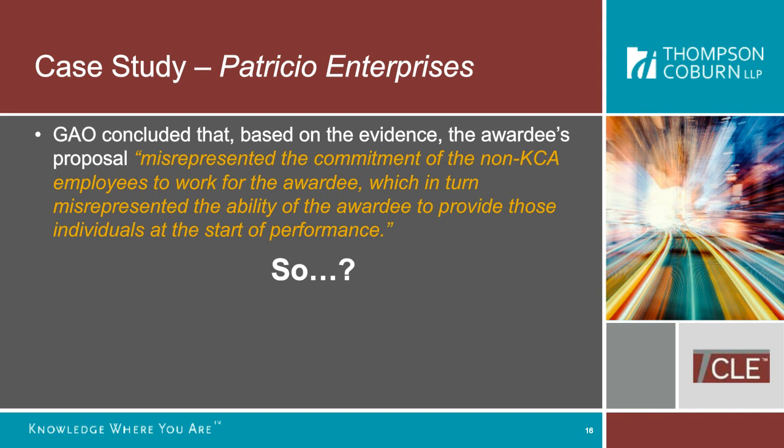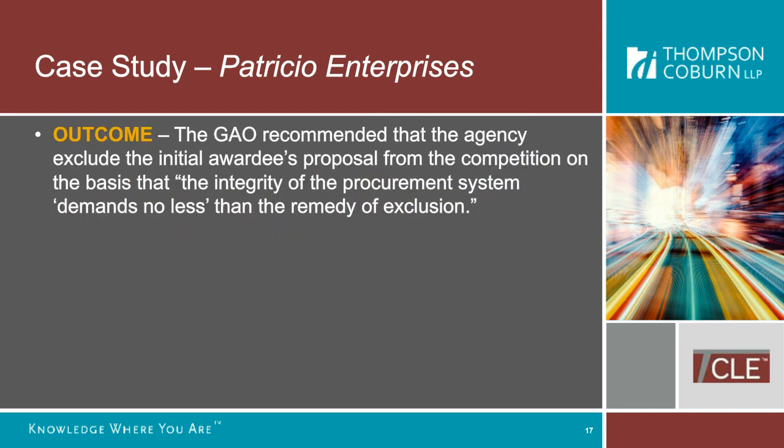So what was the remedy in this case? Unlike the case in SEV1 Tech, GAO here recommended that the agency exclude the initial awardee's proposal from the competition on the basis that the integrity of the procurement system demands no less than the remedy of exclusion. So you wonder, well, why the harsher result in this case than the result in the SEV1 Tech case?